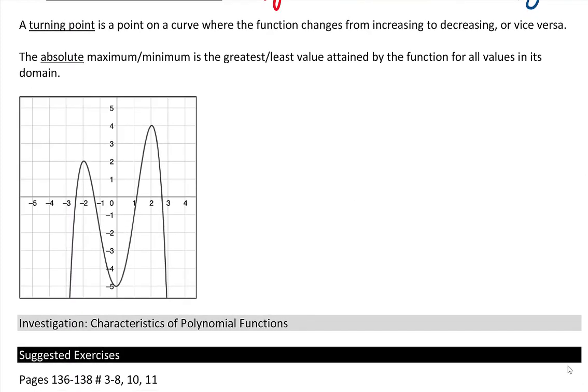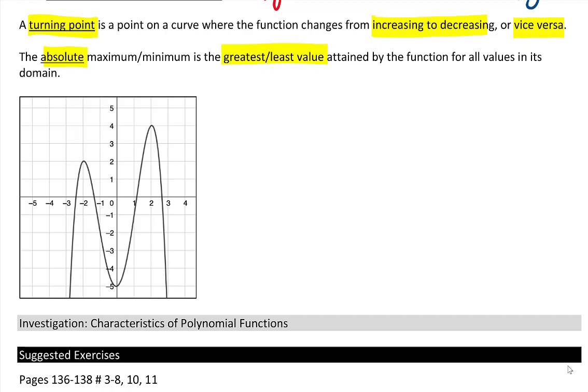Next up is turning point and absolute max and min. Recall that a turning point is a point on a curve where the function changes from increasing to decreasing or from decreasing to increasing. The absolute max or min is the greatest or least value attained by the function for all values in its domain.